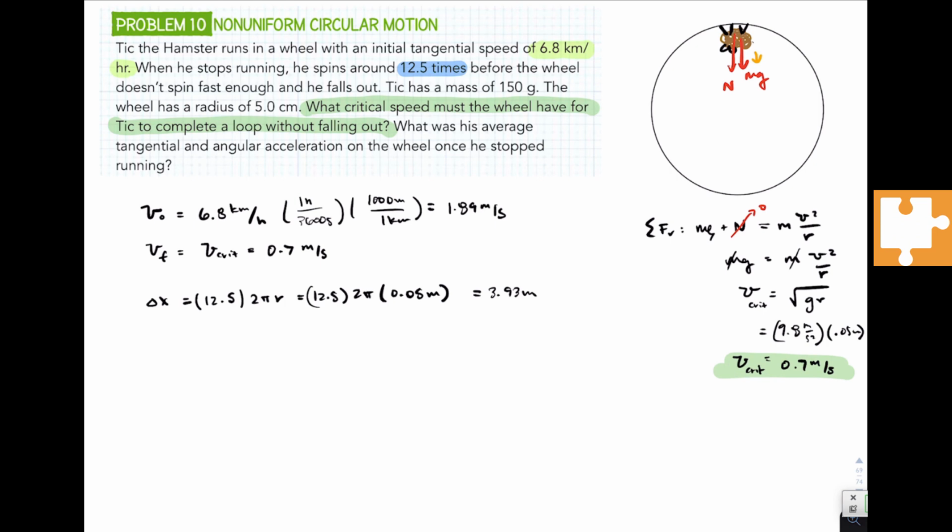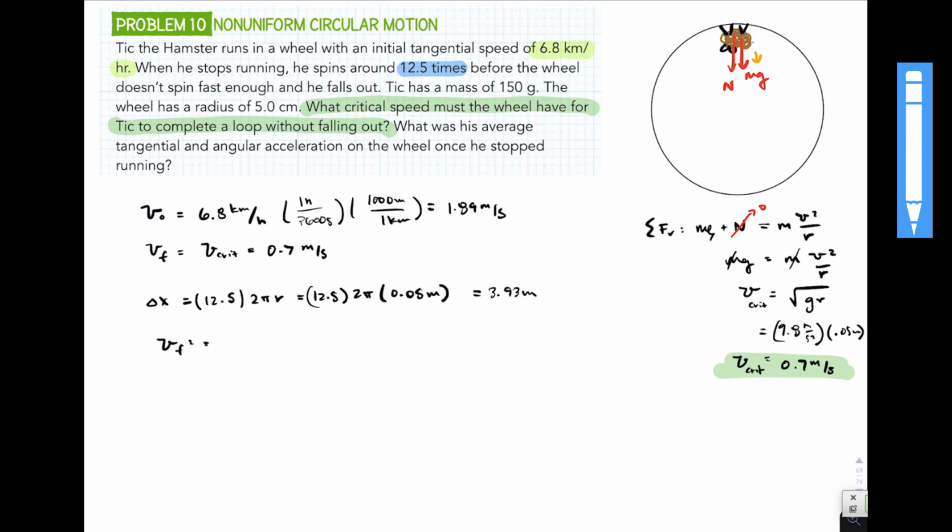What do we not have? Acceleration. We don't have acceleration, but we have to find that. What else do we not have? Time. So since we don't have time, we want to use the only equation that doesn't have time, and that's v final squared is equal to v initial squared plus 2a delta x. Okay? So we're going to solve this for acceleration.